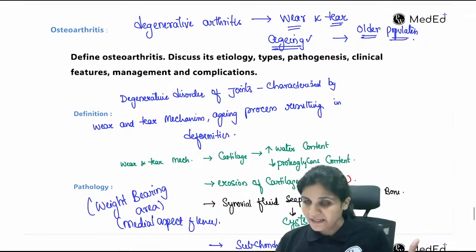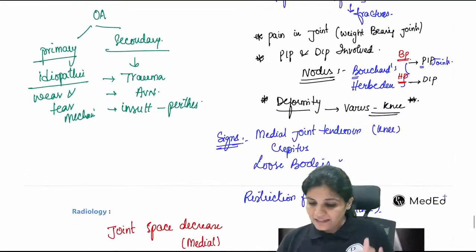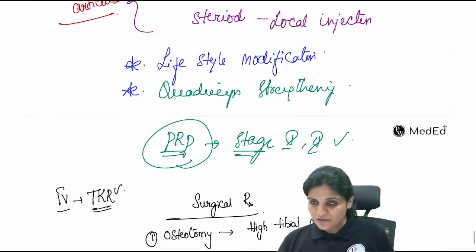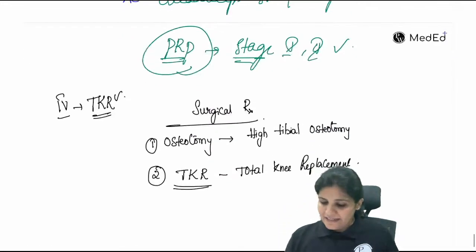So the examiner looks for, first one, they look for the definition. So you have to explain them, and then you have to explain the pathology, and then you will tell what are the clinical signs and symptoms, then radiology, then the treatment, both surgical and non-surgical, right? This is how you have to write in the exam.